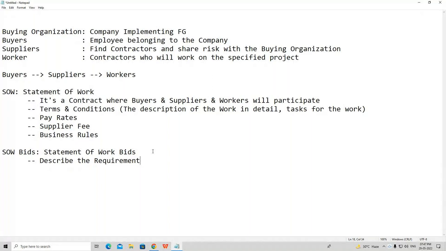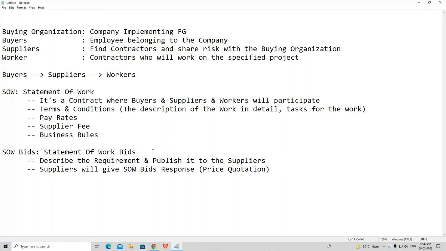Describe the requirement and publish it to where? To the suppliers. What next? Then wait for a response. That means price quotation.